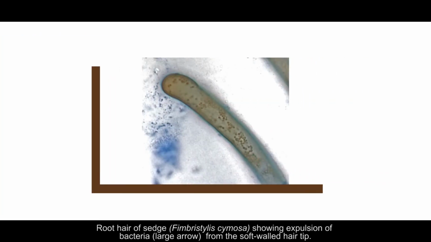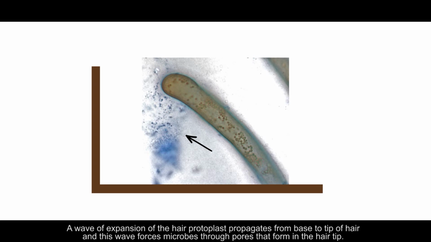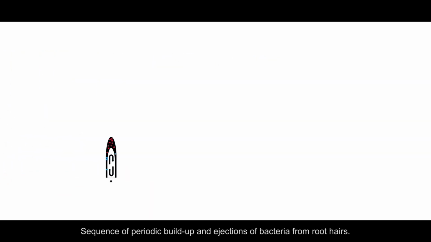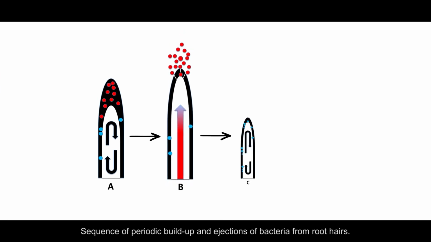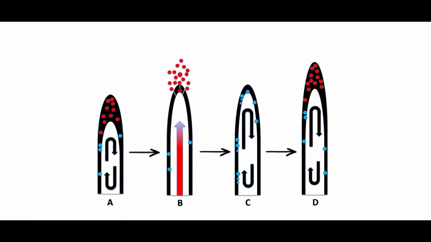Root hair of sedge showing expulsion of bacteria from the soft-walled hair tip. Red-staining bacterial protoplasts are seen in root hair. A wave of expansion of the hair protoplast propagates from base to tip of hair, and this wave forces microbes through pores that form in the hair tip. Sequence of periodic buildup and ejections of bacteria from root hairs. Red bacteria are active in antioxidant nitrogen secretion, while blue bacteria are active in nitrogen fixation.